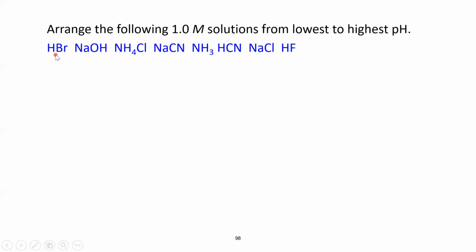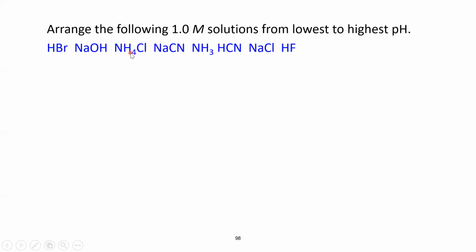The strong acid is going to have the lowest pH, and the strong base is going to have the highest pH. So we know that this is going to be first and this is going to be last. The sodium chloride is a neutral salt, so that's going to be somewhere in the middle. Hydrofluoric acid is just a weak acid, so it's going to be on the lower side of the pH scale. Hydrocyanic acid is a weak acid. It's going to be on the lower end of the pH scale. Ammonia is a weak base. It's going to be on the higher end of the pH scale.